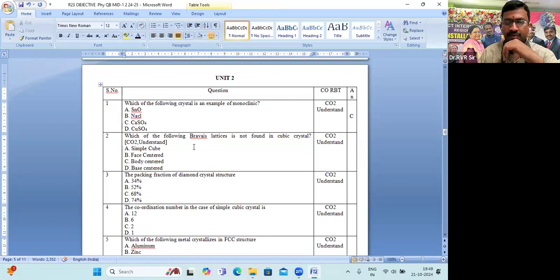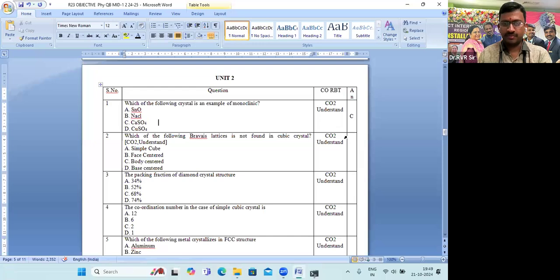Which of the following Bravais lattices is not found in cubic crystal? So simple cubic, face centered, body centered will be there in the simple cubic. So option D is the right answer. Base centered is not there. Just look at the answer also. Option D is the right answer.